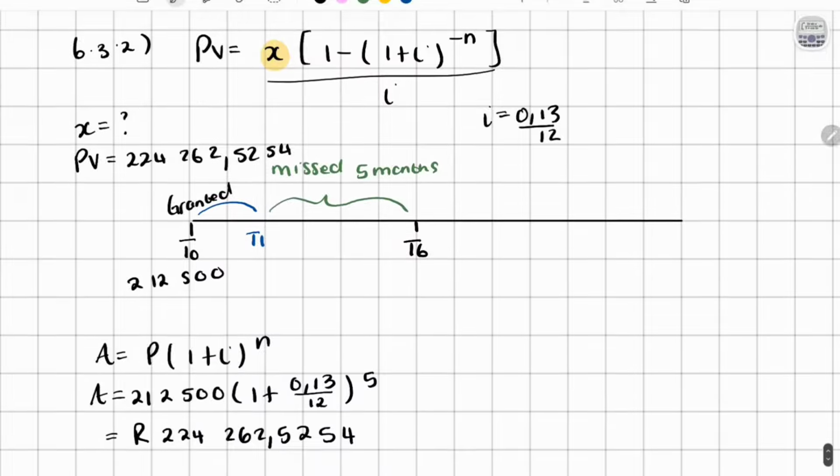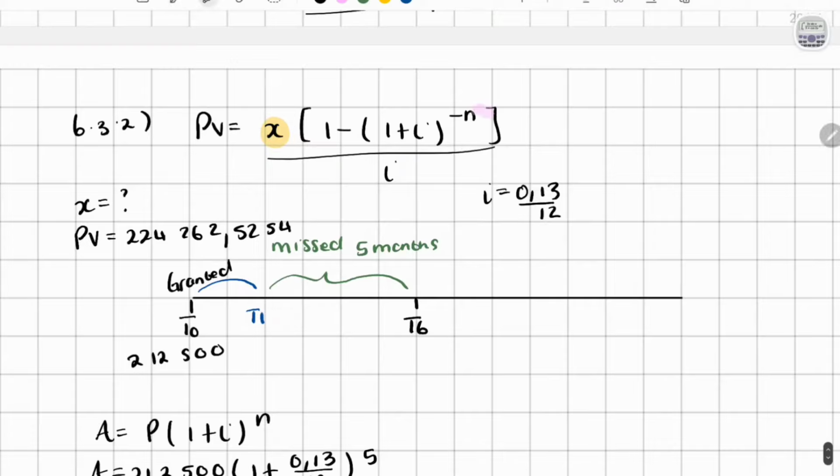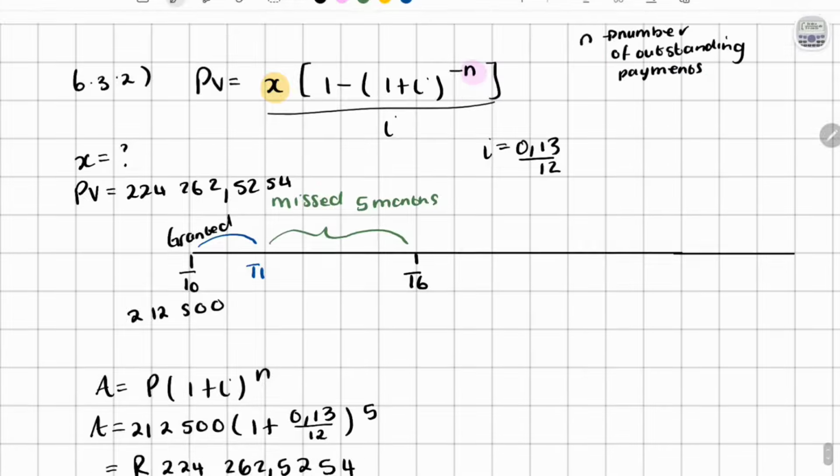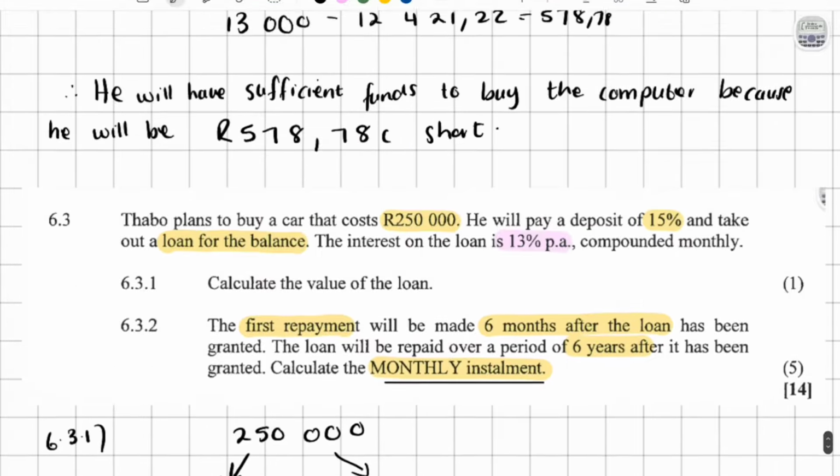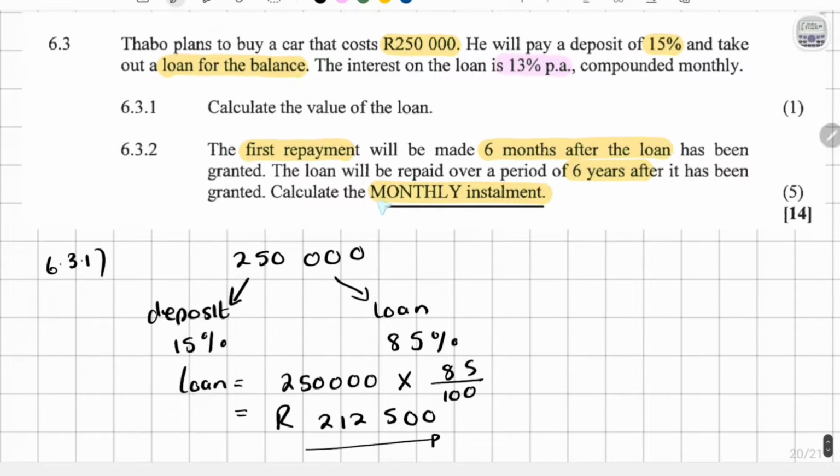Now we have to figure out what N is. Remember, in your present value formula, N is always going to be the number of payments you must still make. Okay, number of outstanding payments. So let's think this carefully. This loan is going to be for 6 years. They did tell us that it has to be paid over 6 years.